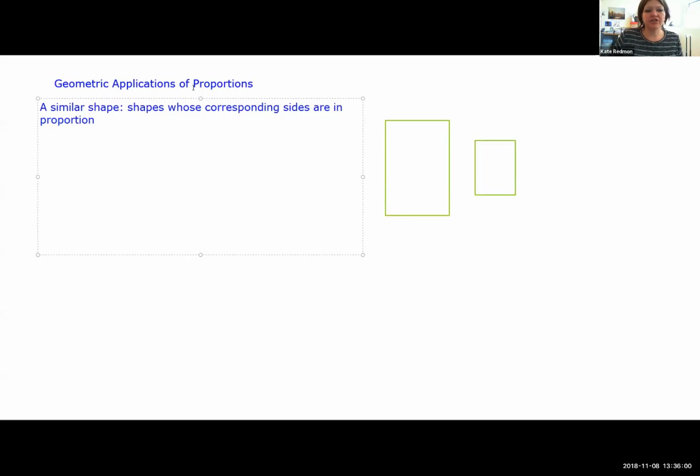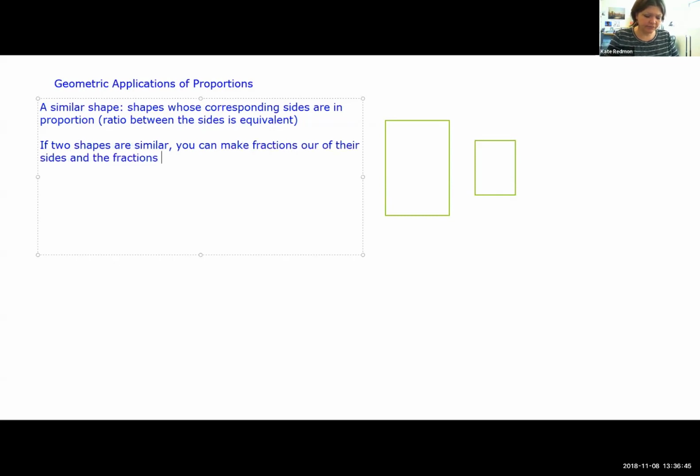Similar shapes are shapes whose corresponding sides are in proportion, meaning that the ratio or fraction between the sides is equivalent. So basically, if two shapes are similar, you can make fractions out of their sides and the fractions will be equal. There, I said it in plain English. That's what I mean by that. If two shapes are similar, you can make fractions out of their sides and the fractions will be equal. They'll be equivalent. So now let's take a look here at these two rectangles.